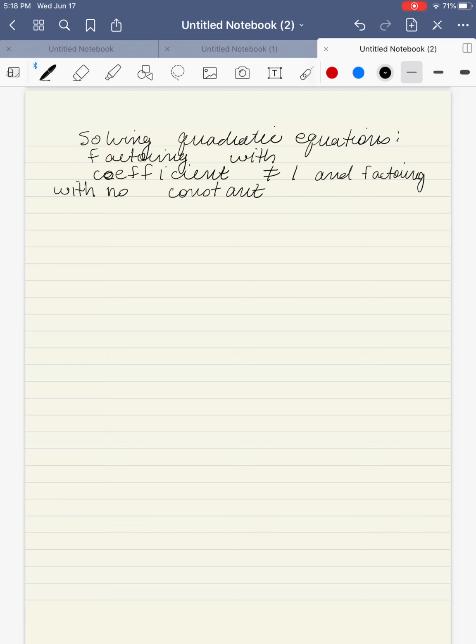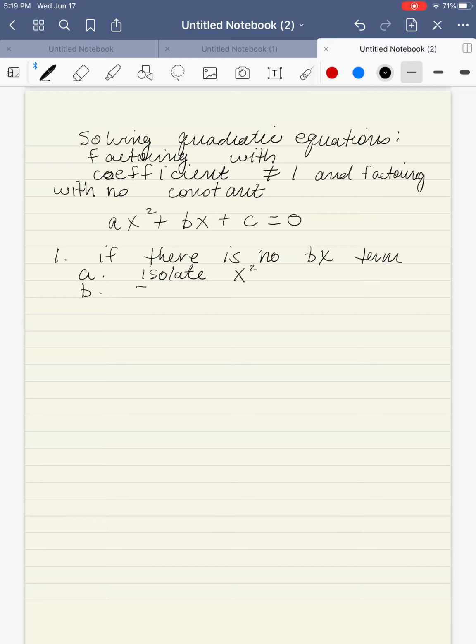In our last few videos, we looked at some methods for solving quadratic equations. And remember, a quadratic equation is any equation that has an x squared term in it as our highest term. And we saw that if there is no bx term, no x term, we're going to isolate this x squared part, just x squared, and then take the plus or minus square root of both sides. And that's going to be by far our easiest way of solving those.